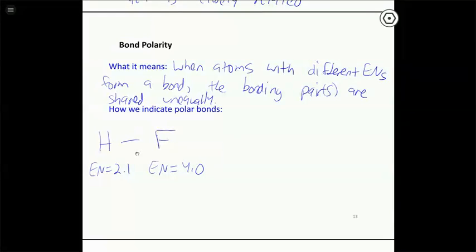And one way to draw this is to show it as an arrow that we call a dipole. All right, so you draw a little cross, and you have an arrow that points towards the other atom here. And so the arrow points towards the more electronegative atom.